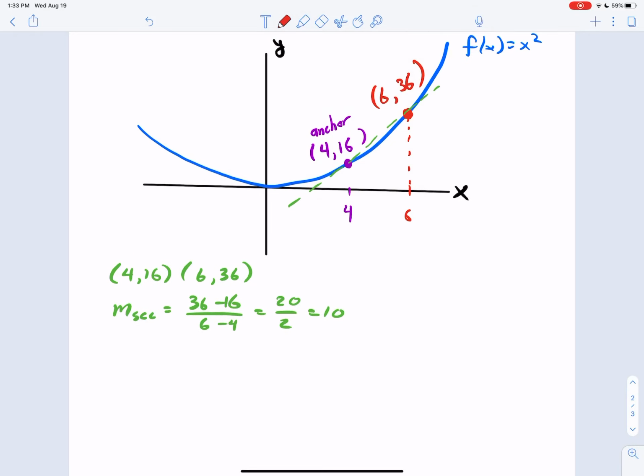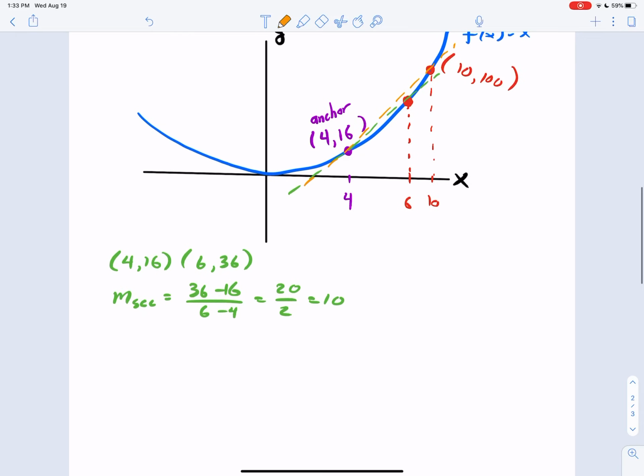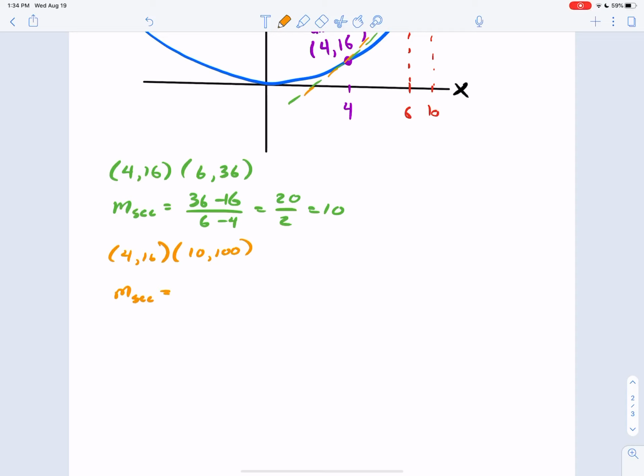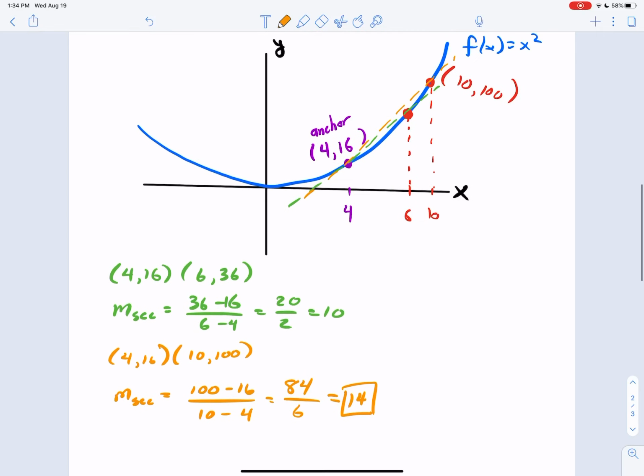Now, what if I picked a different one? What if I picked 10? Think about what that would be there. That would be 10, 100. So, if I connect that new point to my anchor again, I can create a different line, a line that intersects the curve twice, which we call a secant line, also known as an average rate of change, AROC, okay? And with 2 points, I can always find the slope of that secant line. So here we go. So the slope of that secant line is going to be 100 minus 16 all over 10 minus 4. That comes out to 84 all over 6. And if you divide that, you should get 14. Yeesh.